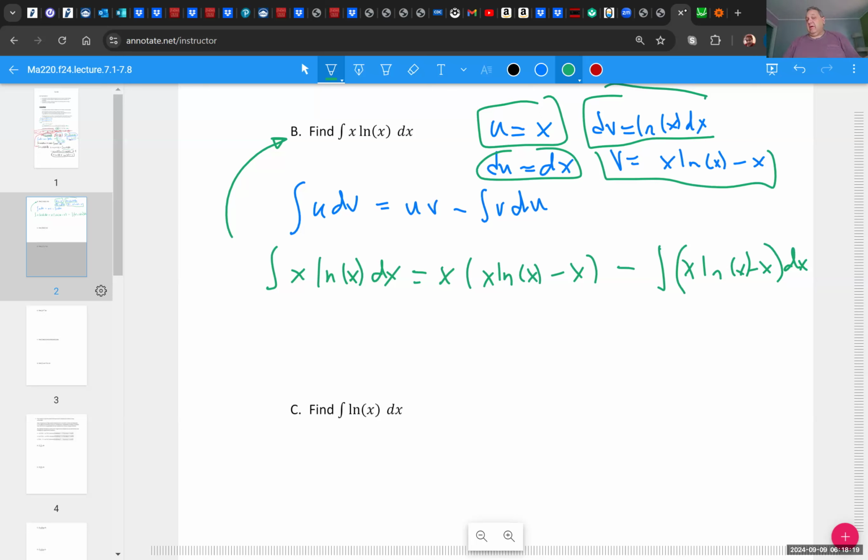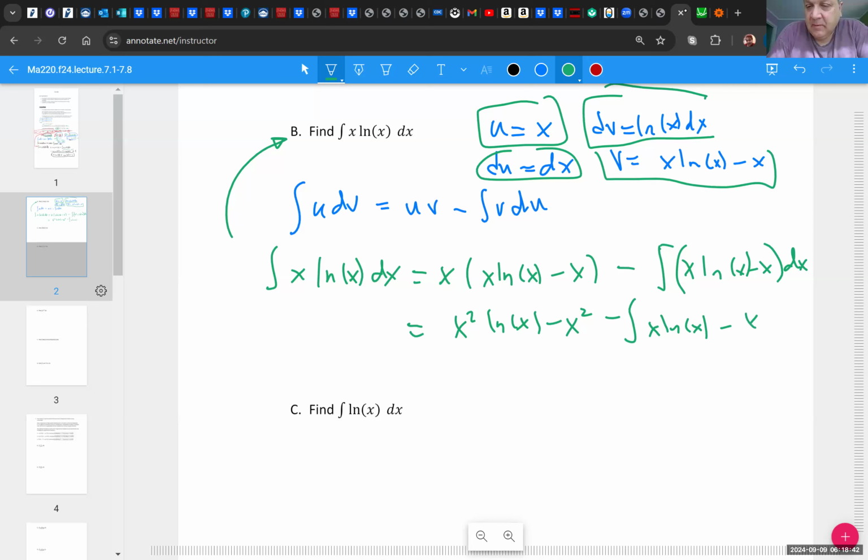All right, so that's the integration by parts formula. Let me just do the minor simplifications. I'll distribute this x: x squared ln x minus x squared. And then here I have the integral of, there's nothing I can do really here, just x ln x minus x.